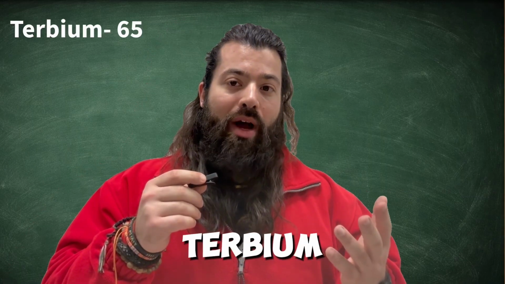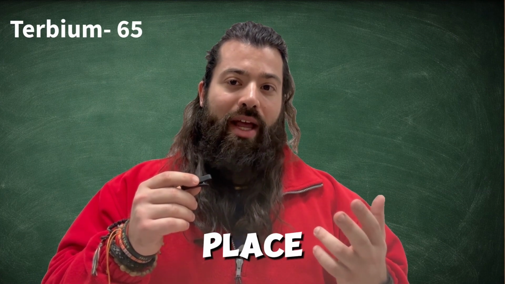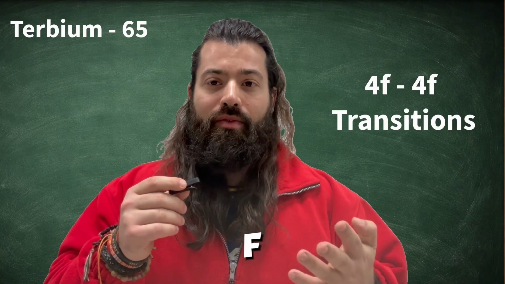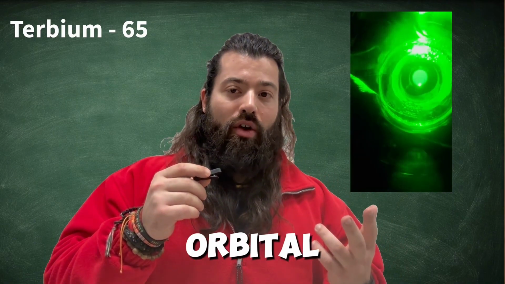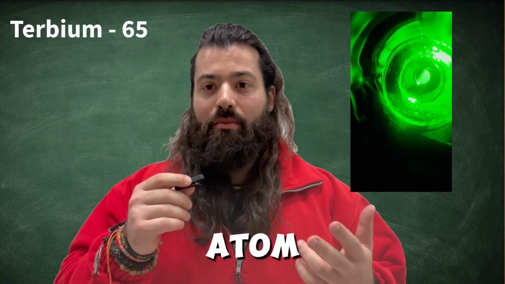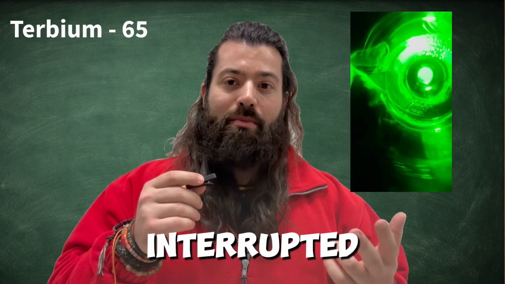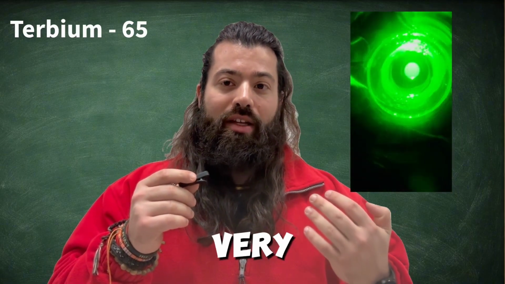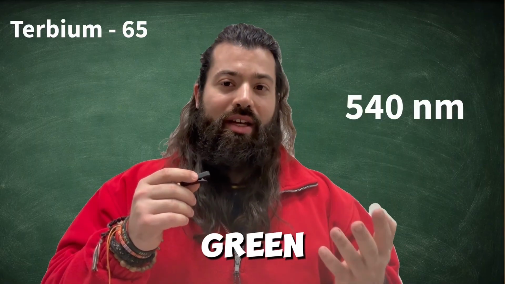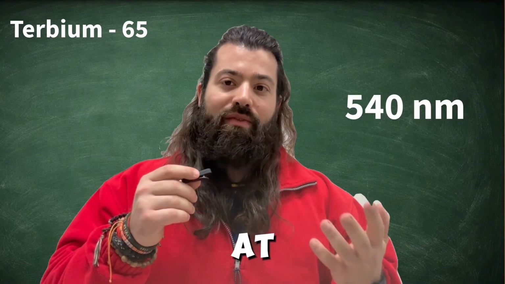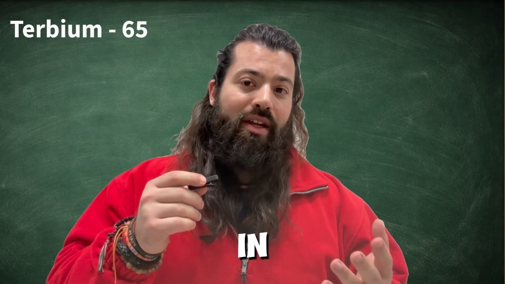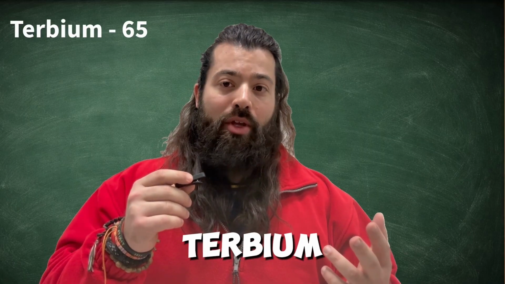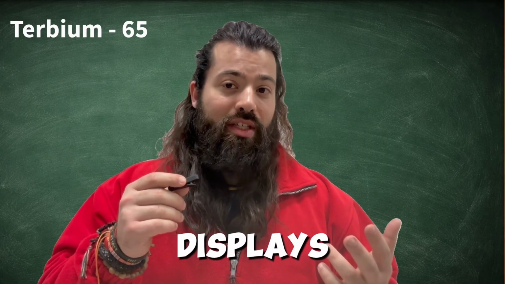In the terbium atom, these transitions take place inside the orbital, and they're considered 4f to 4f transitions. Because the 4f orbital is buried inside the atom, these transitions are not interrupted by neighboring atoms. And that is why terbium produces a very intense green color. This green emission typically appears at 540 nanometers, right in the region where the human eye is the most sensitive, which makes terbium extremely efficient for displays.